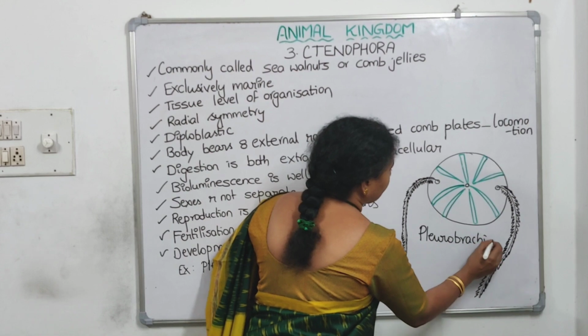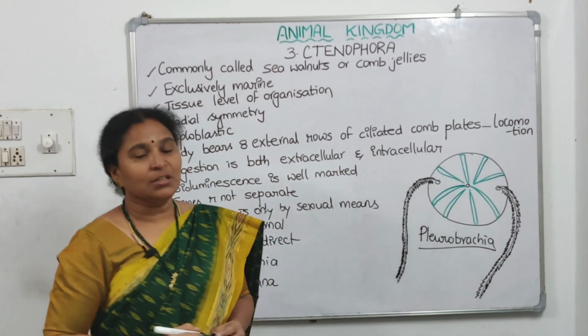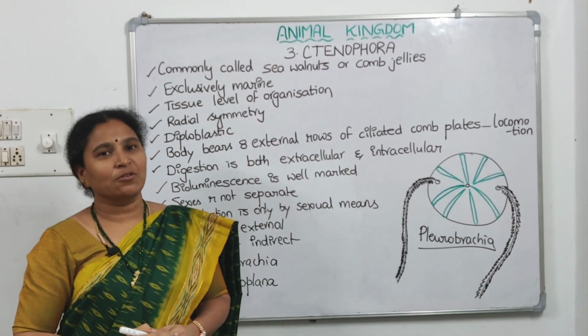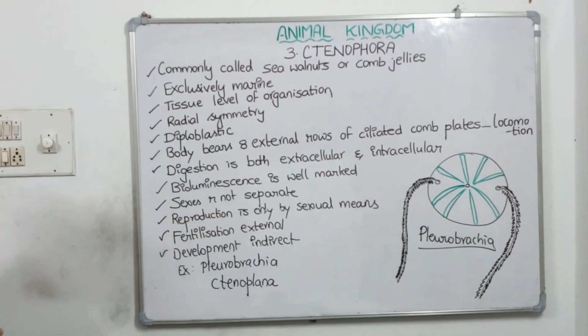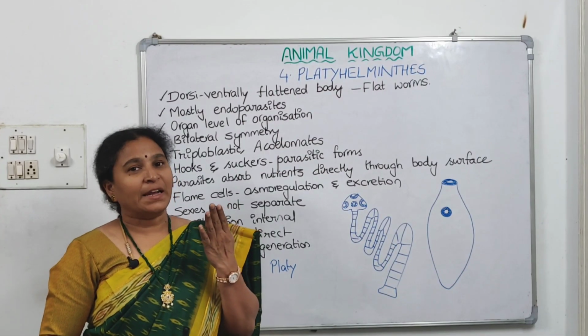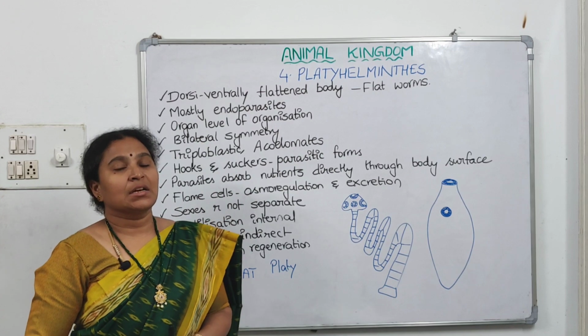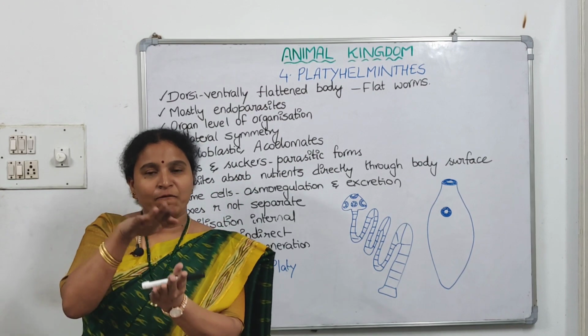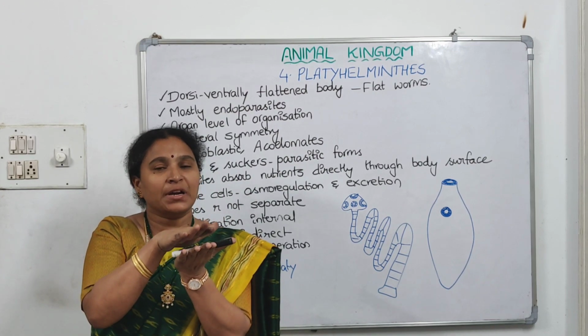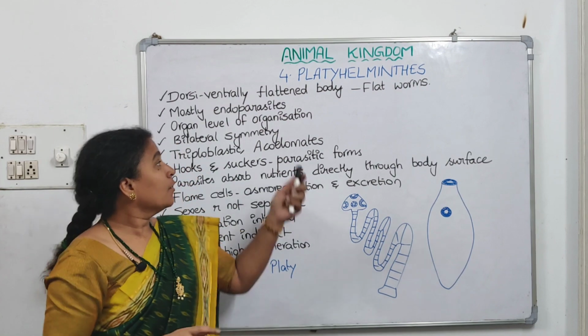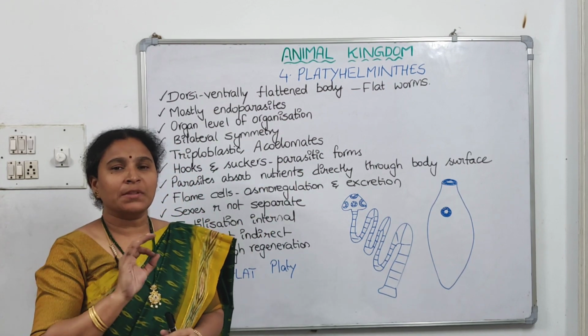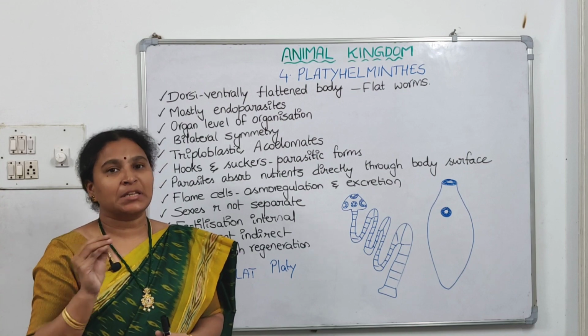Pleurobrachia. So with this we are finishing the third phylum. Take a screenshot. We'll go to the fourth phylum. The fourth phylum is Platyhelminthes. So the body is dorsiventrally flattened. Hence they are called flatworms. And most of them are parasites inside the animals, including humans.